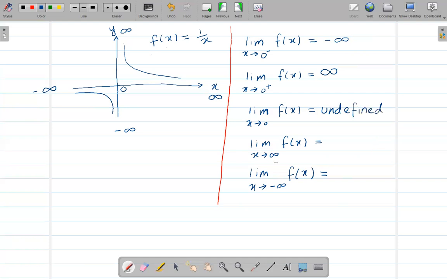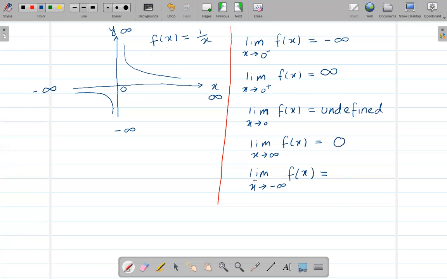All right, so similarly now, the limit as x goes to infinity. Infinity means x is going towards infinity. If x is going towards infinity, what about f of x, or what about y? Here, if x goes to infinity, on the y-axis it's going towards 0. So it's 0.